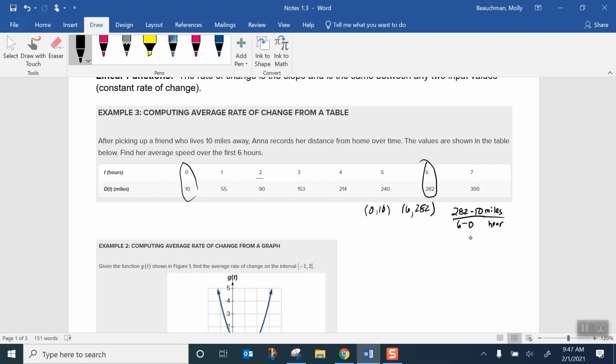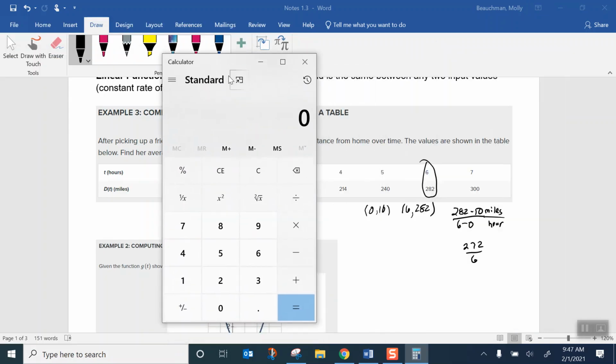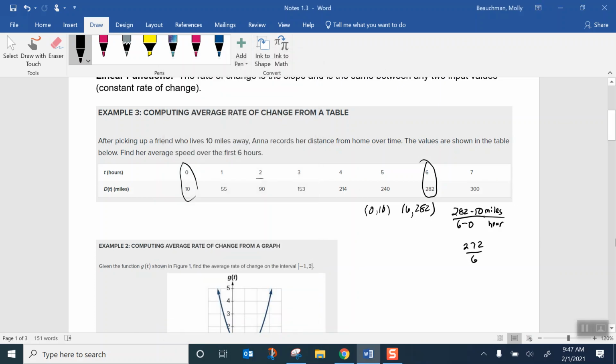So we take the 282 minus 10, which is 272, divided by 6. I'm going to go ahead and put it in the calculator. 272 divided by 6 is about 45 1/3, or 45.33 miles per hour. All right, so that's her average rate, her average speed.